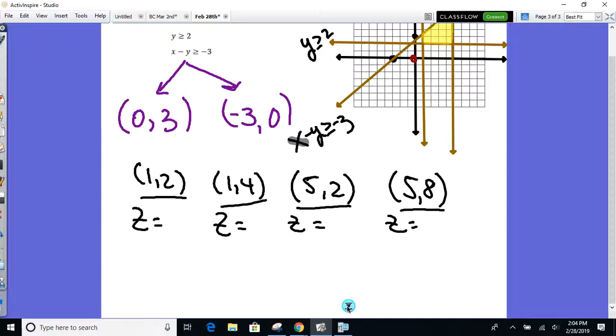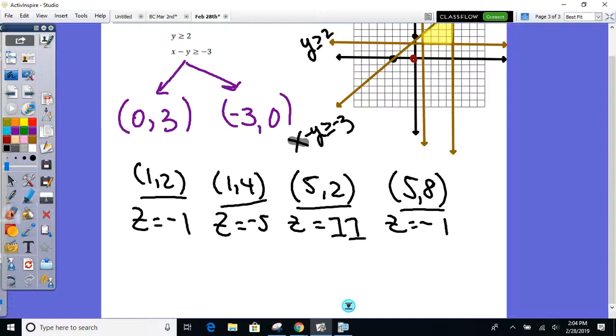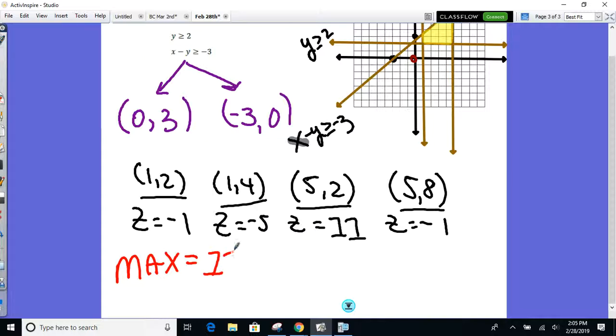1, 2, what are you getting? -1. 1, 4. Yeah, let's go. 5, 2, 11. And how about 5, 8? -1. All right, so here you go. Let's finish this. What's my max? The max is equal to 11 when what? X equals 5 and Y equals 2.